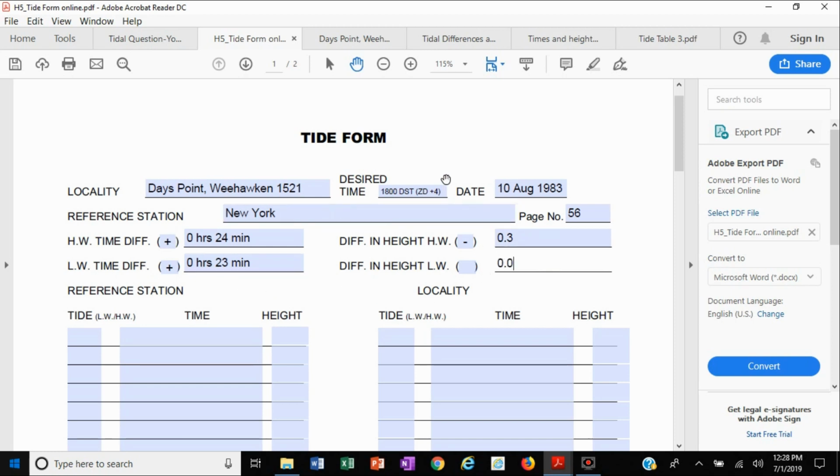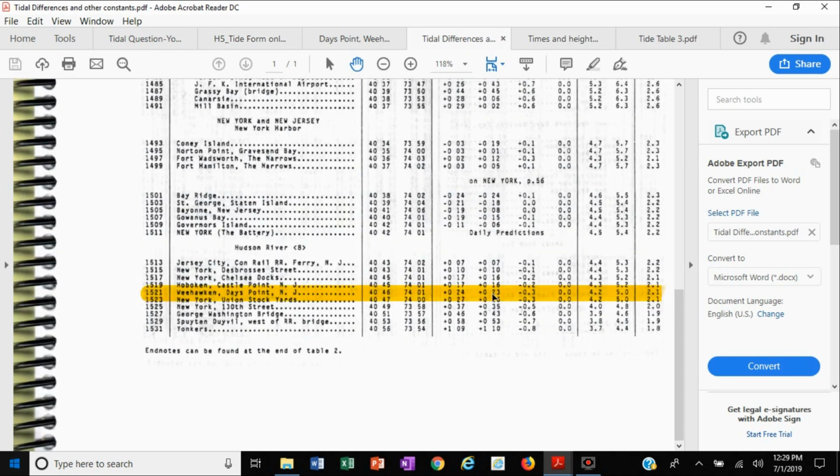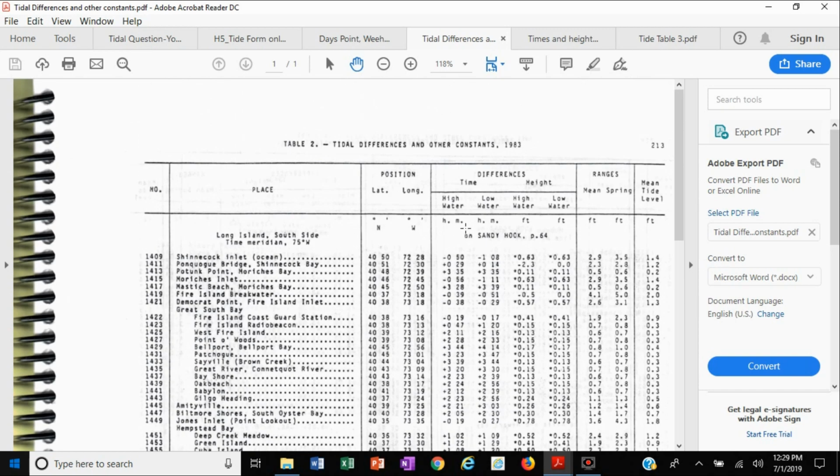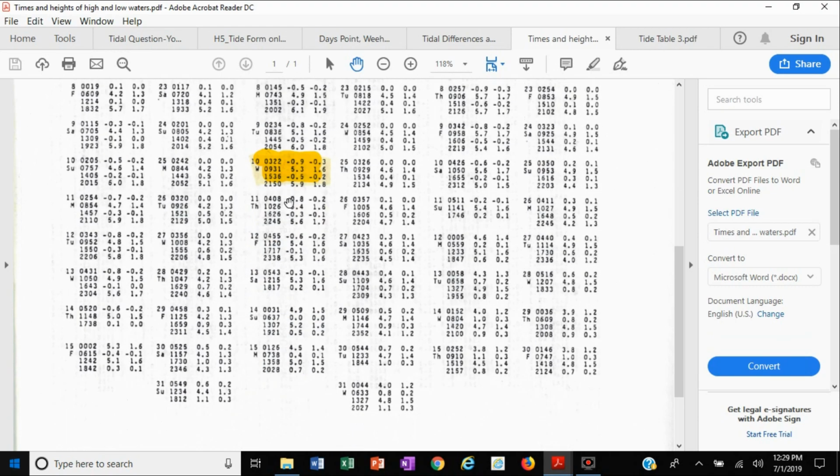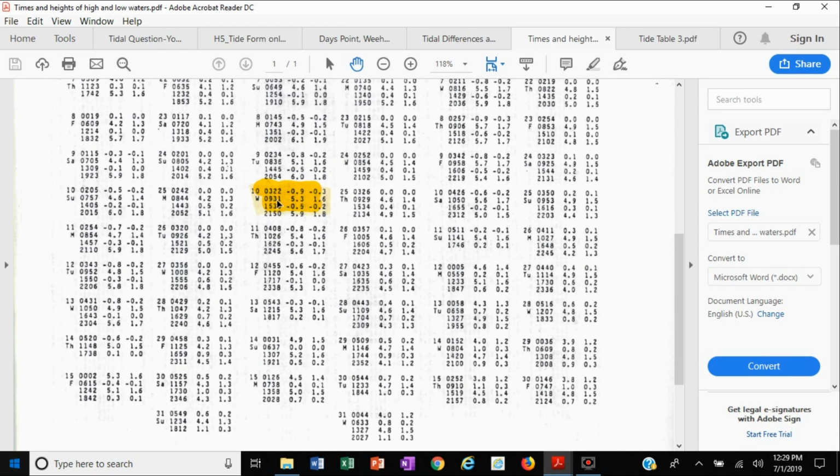Okay, so now we have all this filled out up here. Now we're going to go down to the reference station and fill that stuff out too. So we got all the information that we need out of this table 2. So now we're going to go to our reference station, which is New York. It starts on page 56, but if you look, 56 starts with January, February, so on and so forth, and you get to page 58, it has August. So we want to look for August 10th of 1983, and here is some times and some heights.